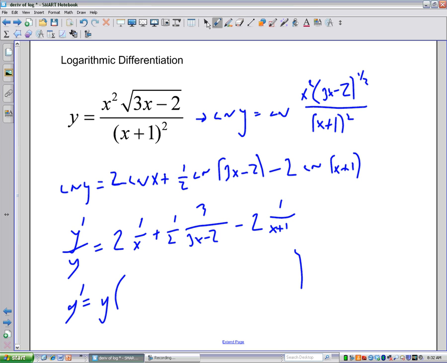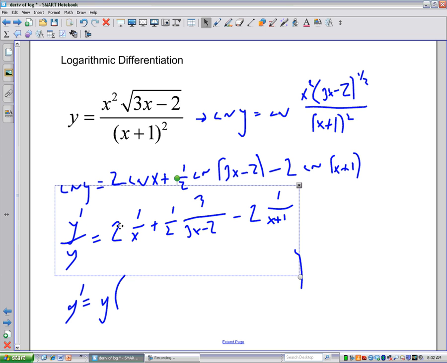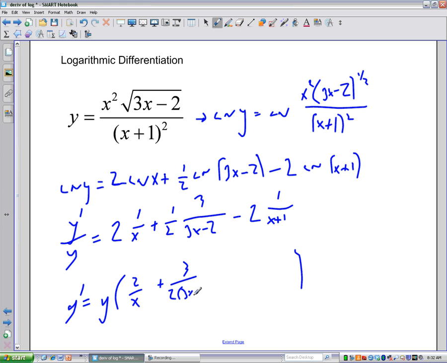I should copy that. Alright, so I could have just done it by now, but anyway. So y times 2 over x plus 3 over 2 times 3x minus 2 minus 2 over x plus 1. And what's y? Well, y is all of this stuff here. If I took all of this stuff and plunked it down in front of it, we'd have y primed all by itself just in terms of x's. I'm not going to write what y is because it's just sort of monkey work.